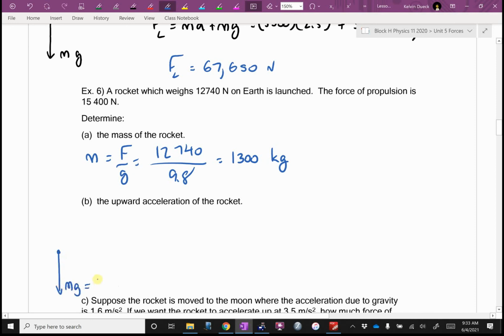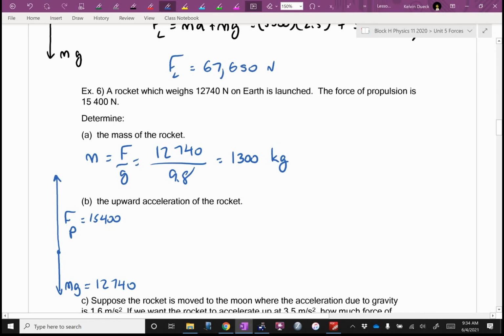And I can even put a number there, 12,740, apparently. What else? Aiden, my friend, what else? Is the force of propulsion in this question bigger, smaller, or the same size as mg? Bigger, because they actually gave me the numbers. Or if they had said we're accelerating up, I would know it was bigger. So I'll call it FP, and that is 15,400.